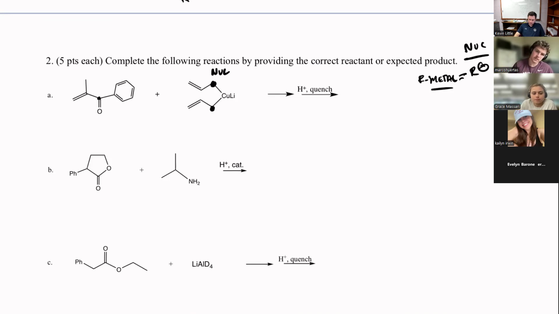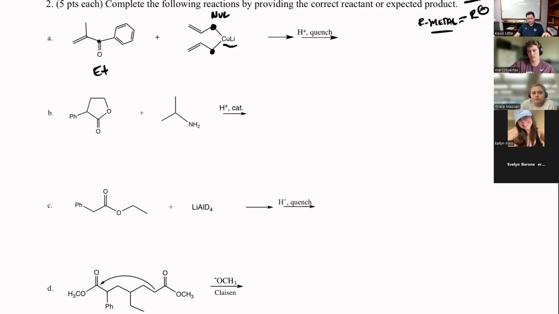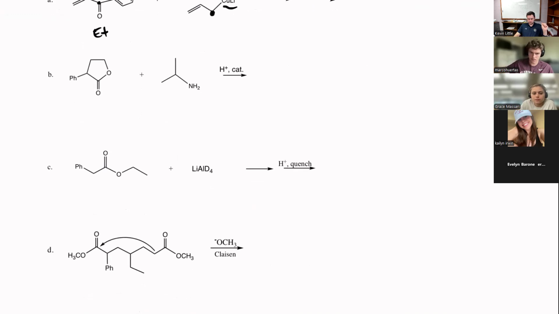But even if you weren't able to get this, I would hope you would see that there's a nucleophile because there's a metal here. I have a carbonyl, that's an electrophile. All right. Do we have a nucleophile? An NH2. Do we have an electrophile? Carbonyl. We have an acid. All right. I have a carbonyl, that's an electrophile.